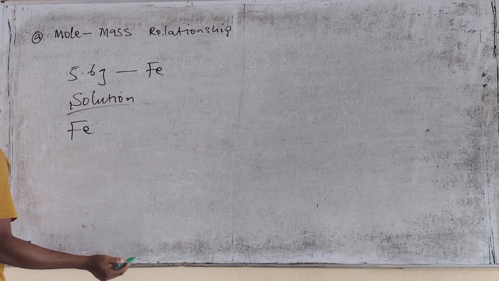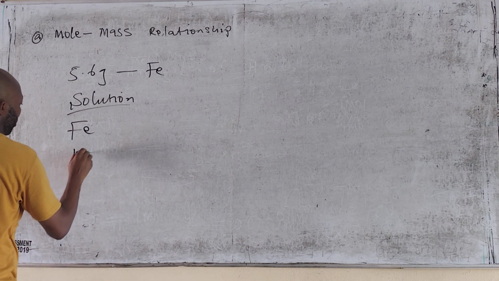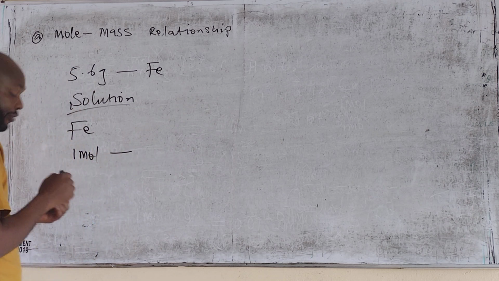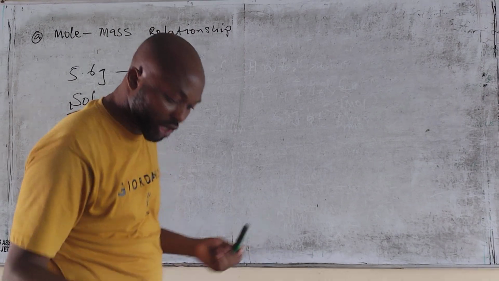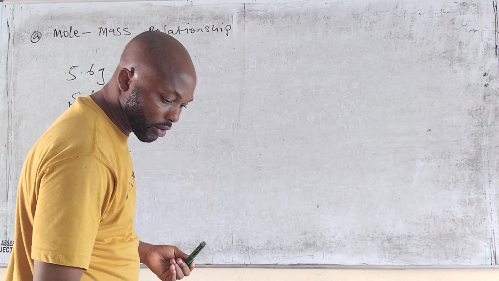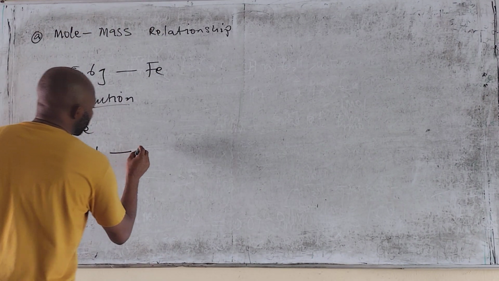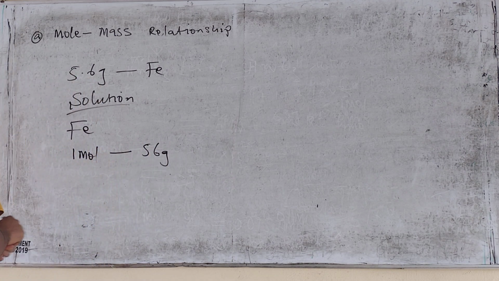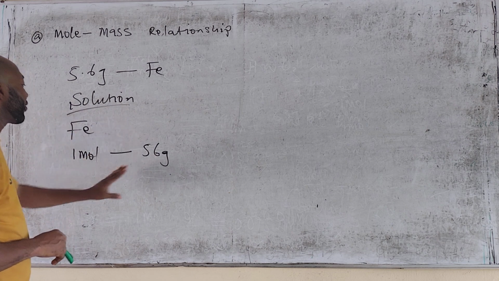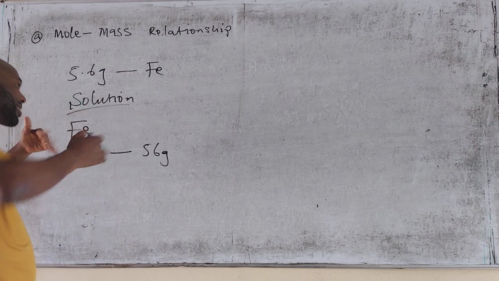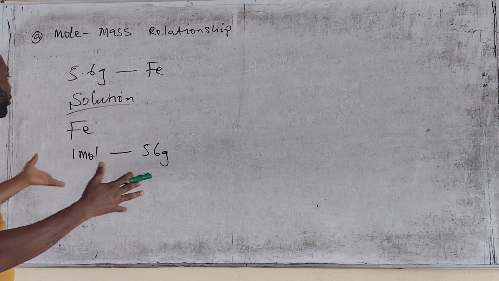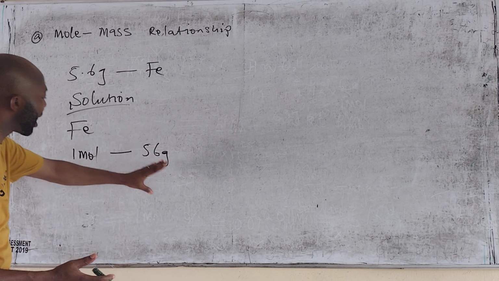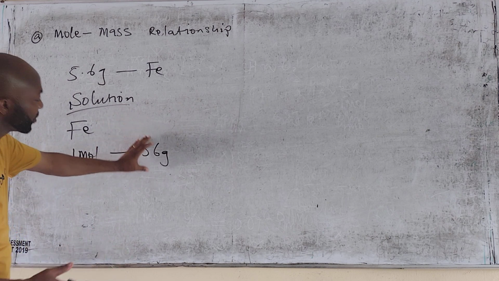Now, mole-mass relationship. 1 mole of this is equivalent to, let's check if it is not given, we have to determine that. Okay, it's given to be 56, equivalent to 56 grams. So this is a standard. 1 mole of iron is equivalent to 56 grams of iron. That is a standard. It is from the mole concept, which is mole-mass.